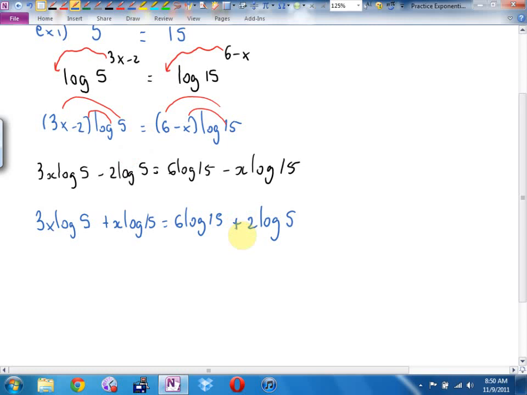How many x terms do I have, Holly? How many would I prefer? One. It would be wonderful if there was some kind of a grade 9 mathematical operation that I could pull out of my back pocket somehow that would somehow help me turn this from two terms into one term. What? I can factor an x out. And I'll get x(3 log 5 plus log 15) equals 6 log 15 plus 2 log 5.